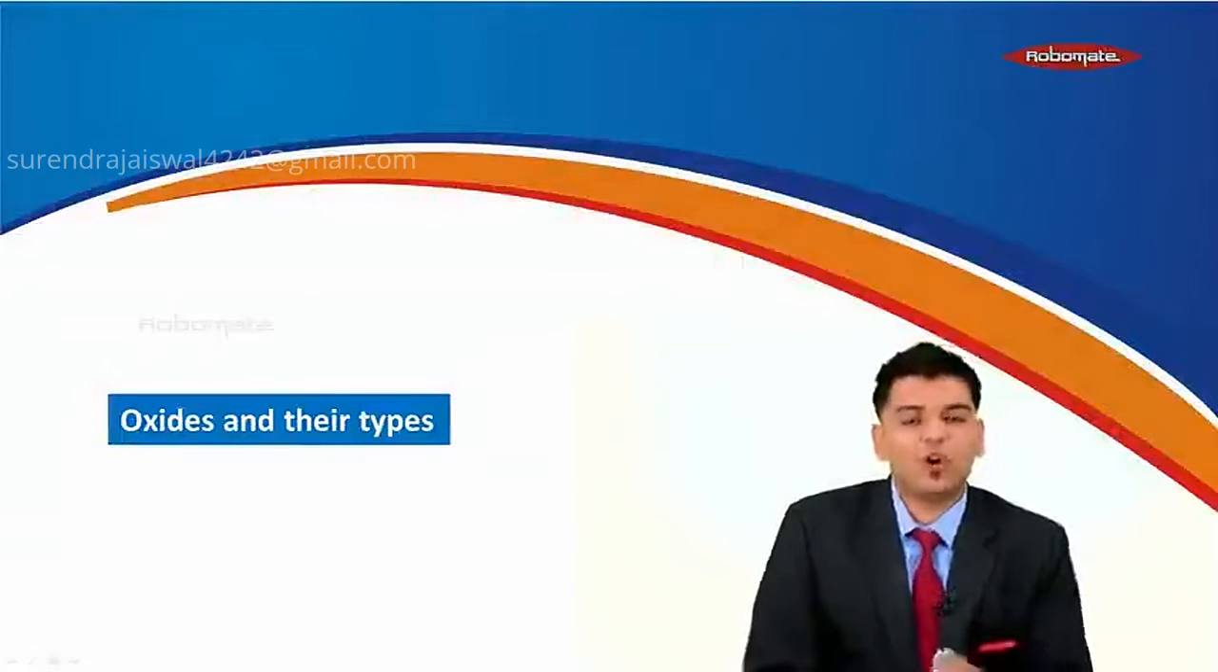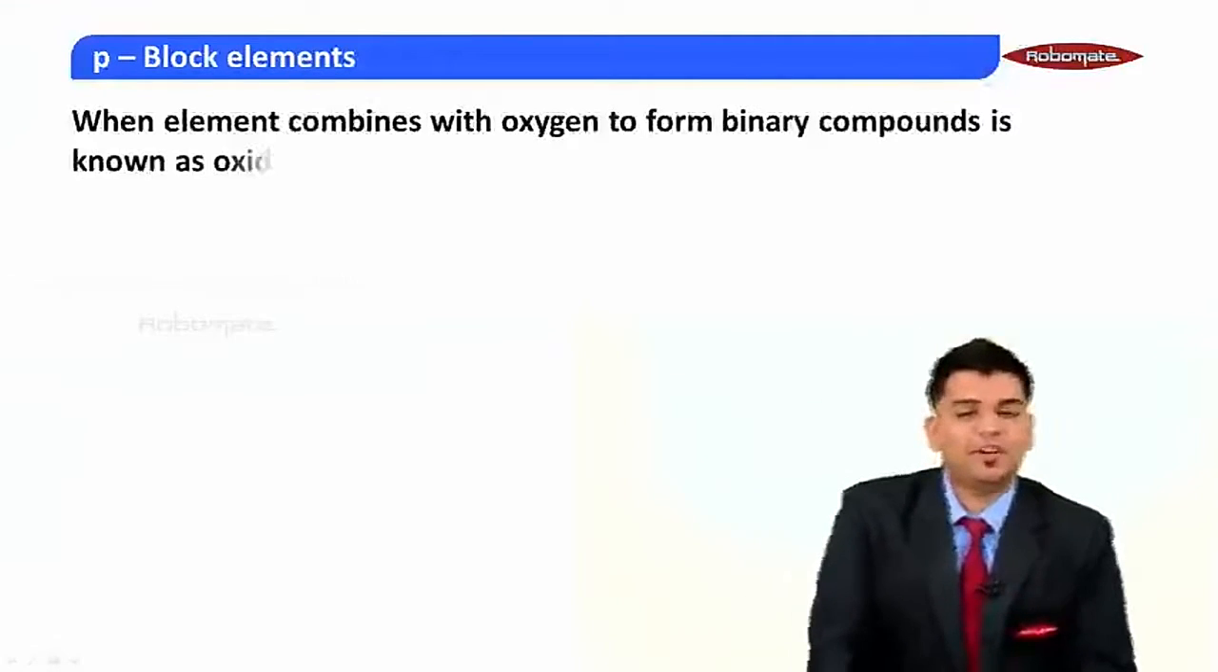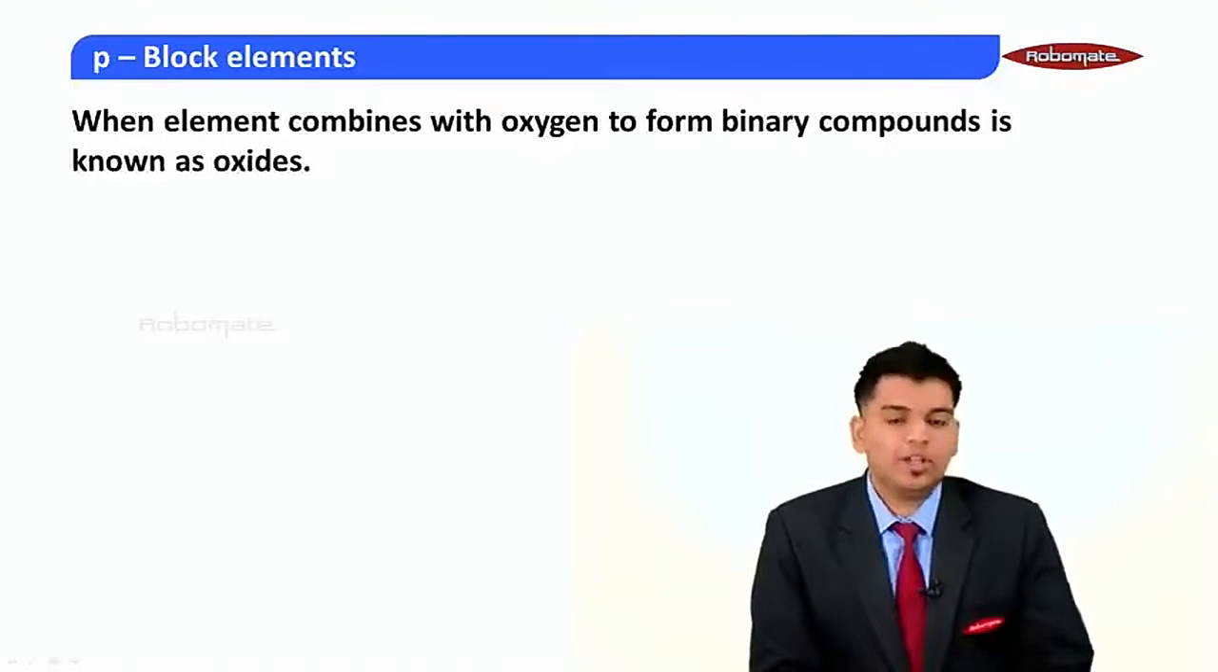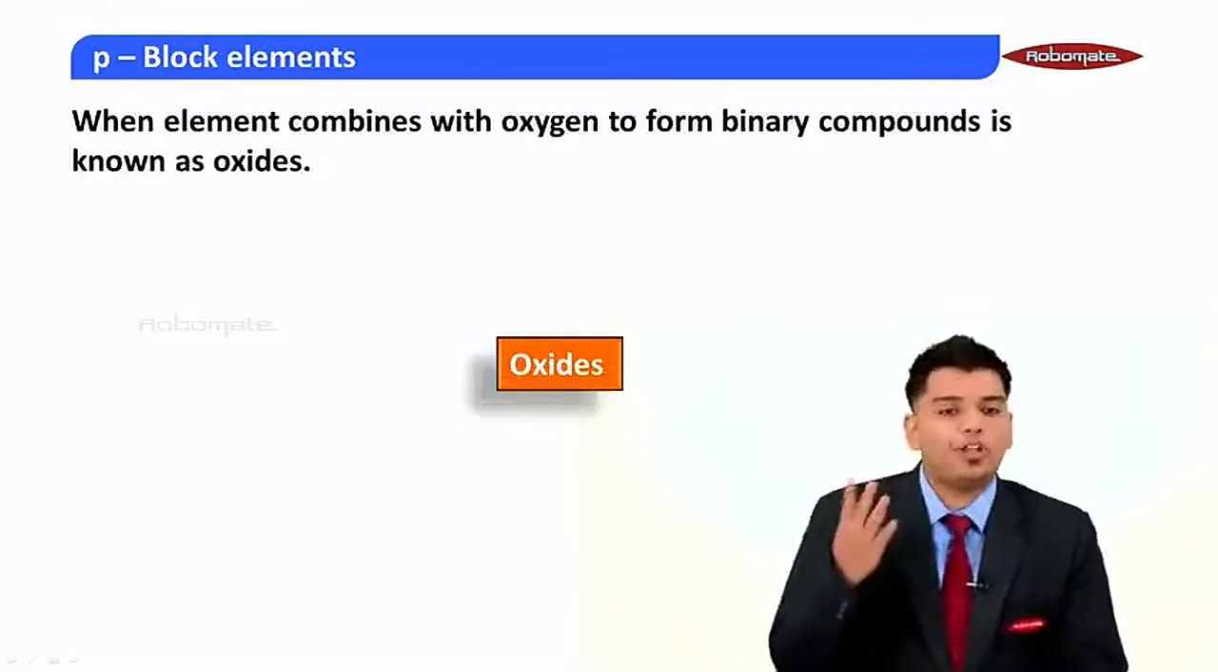So moving on to oxides and their types. First, when an element combines with oxygen to form binary compounds, it's known as an oxide. Now these very oxides are of 4 different types.